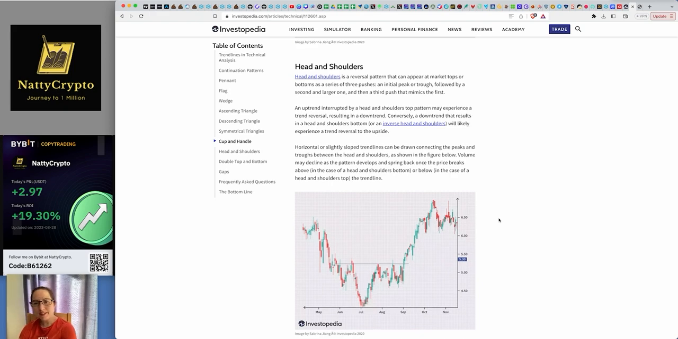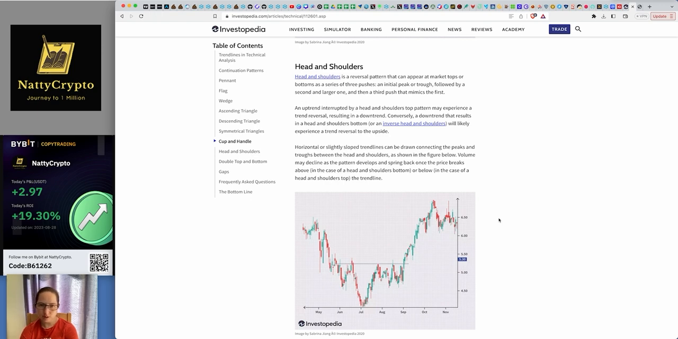Head and shoulders is a reversal pattern that can appear at market tops or bottoms as a series of three pushes. Initial peak or trough, followed by a second and larger one, and then a third push that mimics the first. So I used this with a Casper trade recently, and it gave me a nice little short. We'll see. The news yesterday reversed that, but luckily my stop loss was moved into 50% guaranteed return. An uptrend interrupted by a head and shoulders top pattern may experience a trend reversal, resulting in a downtrend. Conversely, a downward trend that results in a head and shoulders bottom, or an inverse head and shoulders, will likely experience a trend reversal to the upside, so you turn it upside down.